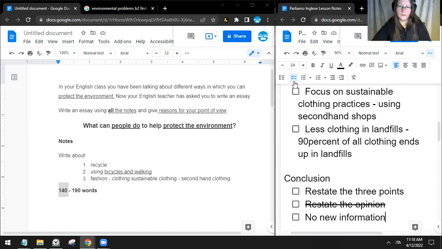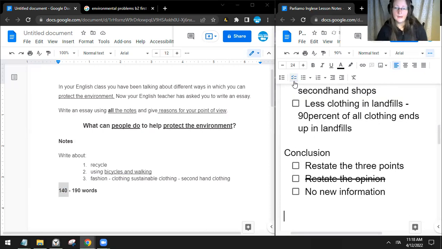It'll bring down your marks under organization. So don't add anything new. Just restate what was already said. No new information. And that's fine. That will help boost your marks under organization.